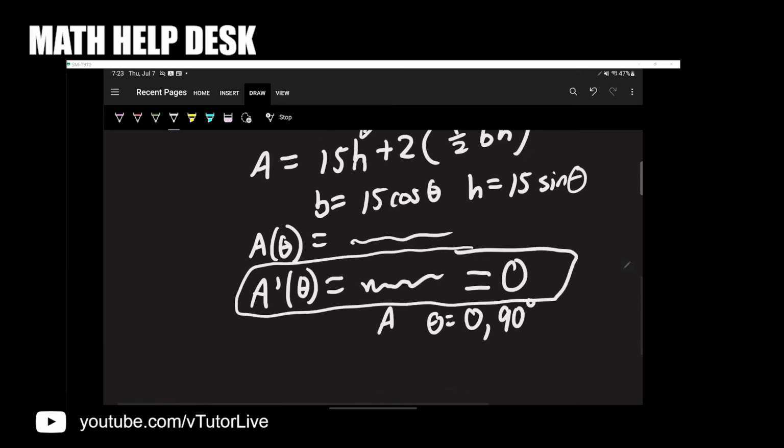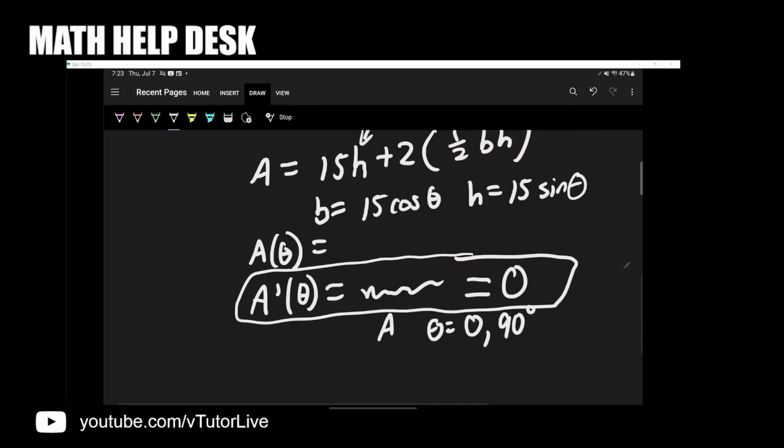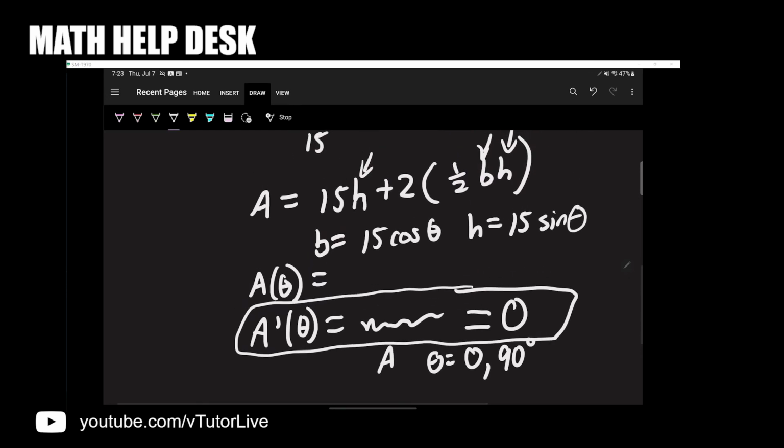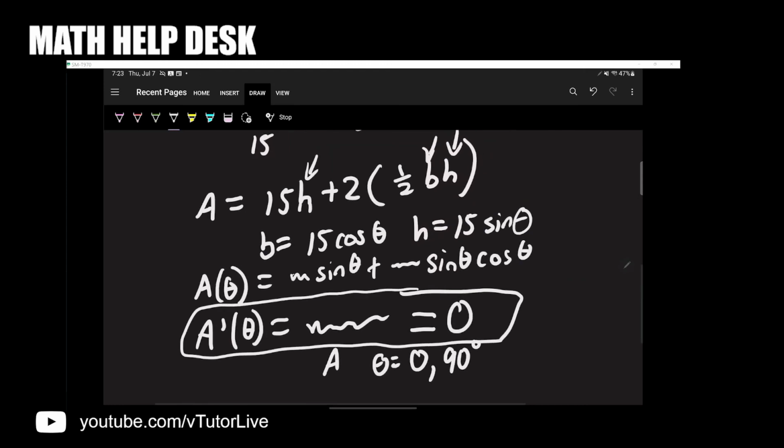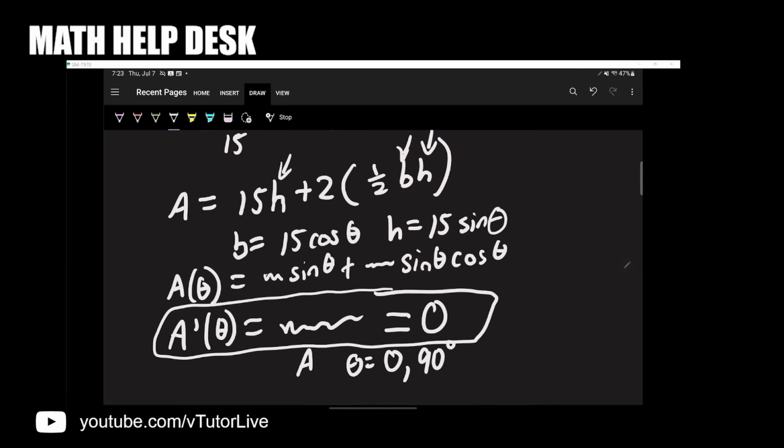You know what? I'll give you just a tiny bit more hints. So if area of theta looks like some constant times sine plus some other constant times sine cosine, this should be pretty straightforward. The sine piece should be pretty straightforward. That's just one of your most fundamental derivatives. But the sine theta, cosine theta is a tad bit trickier.